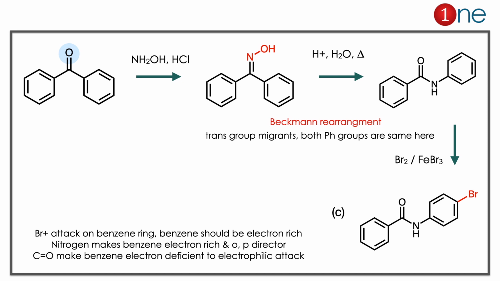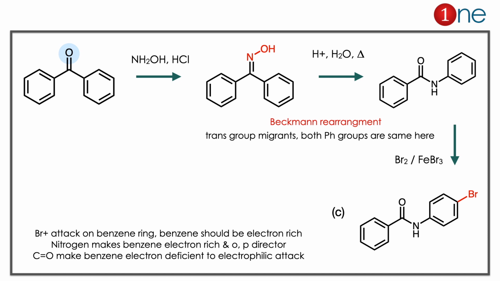Next step, you are using bromine and ferric bromide. So what really happens is, where does the bromine attach? Bromine attaches to the N ring, not to the CO ring, because CO is the electron withdrawing group and nitrogen is the electron donating group. Nitrogen makes the ring very electron rich, so the attack can happen at ortho or para. The thermodynamically more stable para product will be formed because there is less steric effect there. So the answer is clearly C.